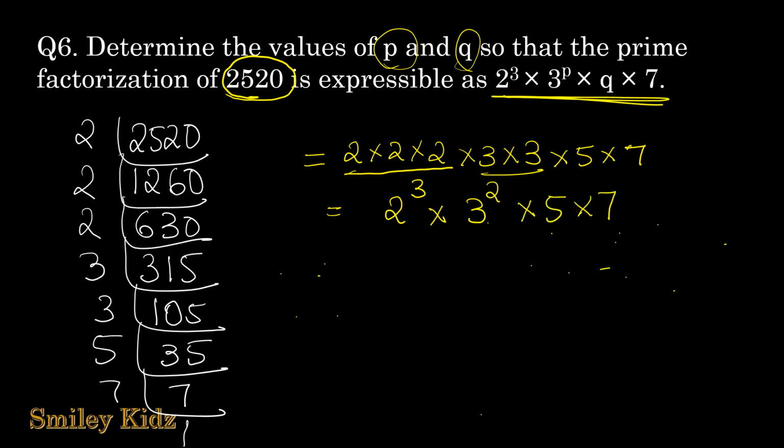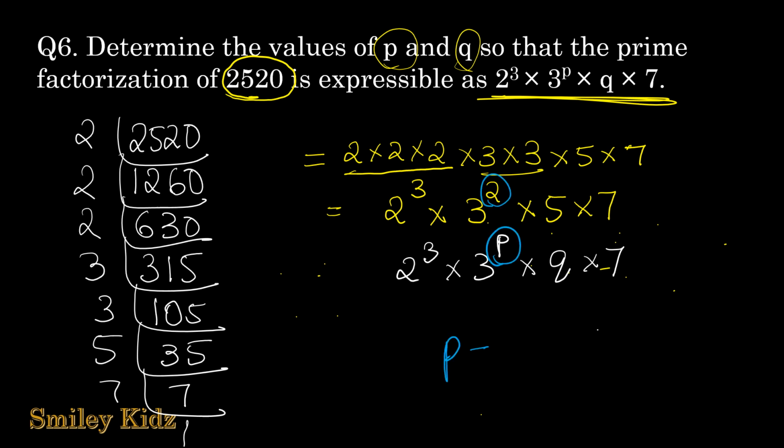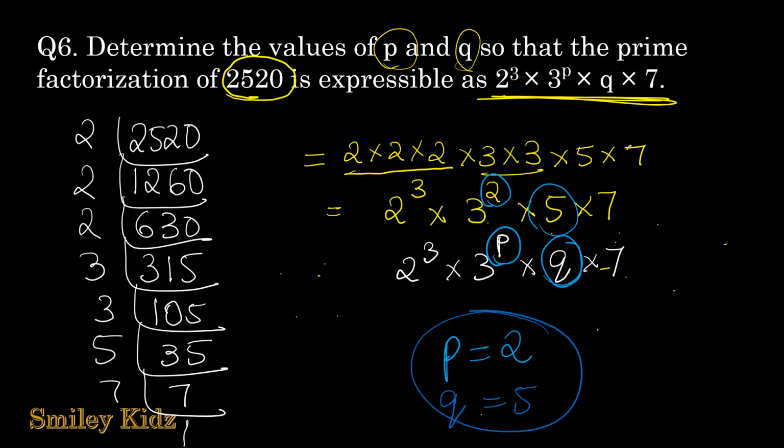Now let's bring back this expression. It is 2 cubed times 3 to the power of p times q times 7. Now if we observe, the value of p turns out to be 2. So p is equal to 2 and the value of q turns out to be 5. So what are the values of p and q? The values of p and q are 2 and 5 respectively.